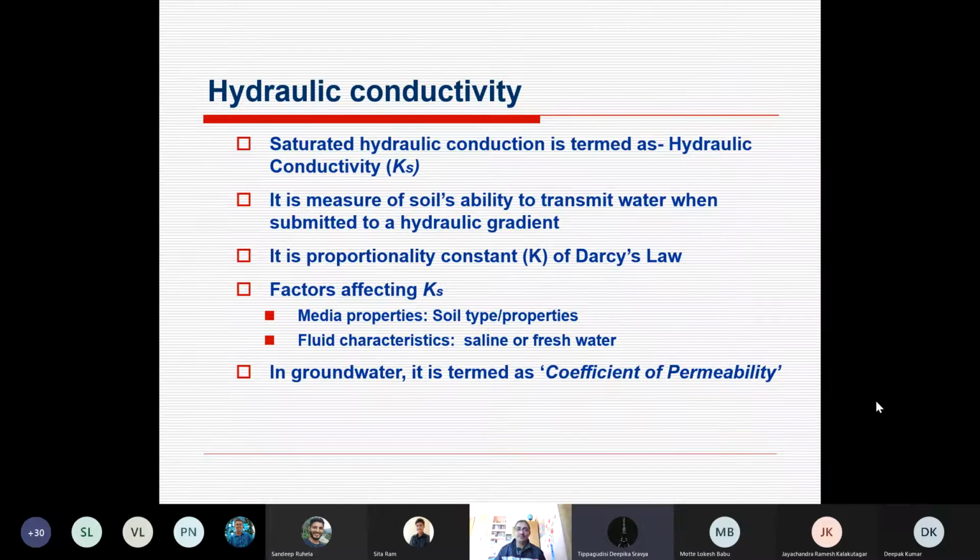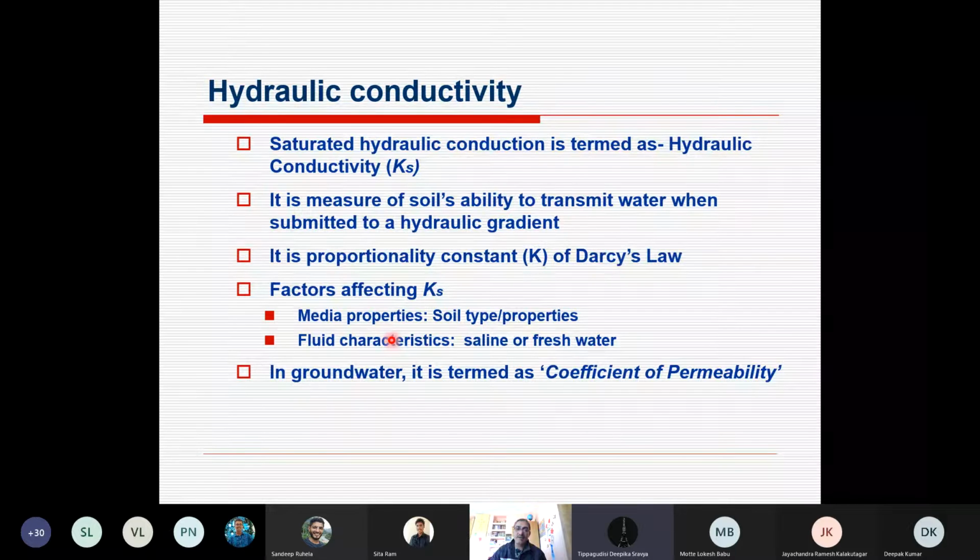So it's a measure of soil ability to transmit water when subjected to a hydraulic gradient, a difference in head. Head means pressure head. Sometimes I will ask this at the end, that's why I have introduced it here as well. It is the proportionality constant K of Darcy's law. So that gives an idea what is hydraulic conductivity and what is Darcy's law.